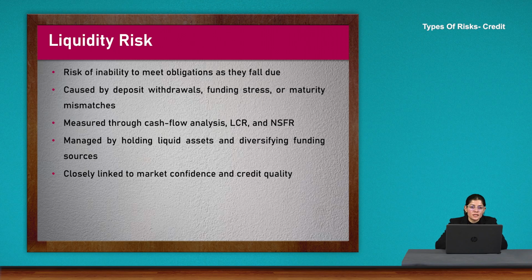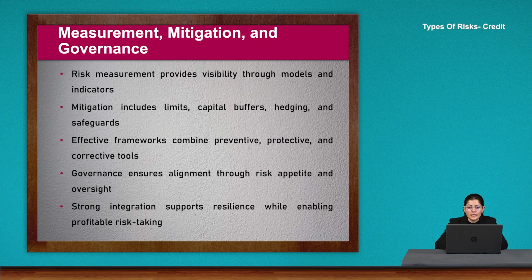And the mitigation strategies will include maintaining adequate holdings of high quality liquid assets, diversifying funding sources across retail and wholesale markets, then securing committed credit lines. Then we can say preparing contingency funding plans and setting internal limits on maturity transformation. Liquidity risk management is closely interconnected with credit and market risk, as funding pressures often intensify when asset quality deteriorates or market confidence declines. Now let's move to another slide.